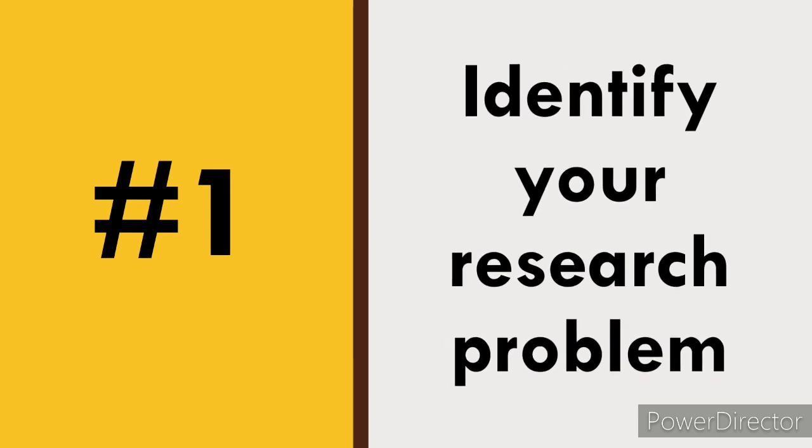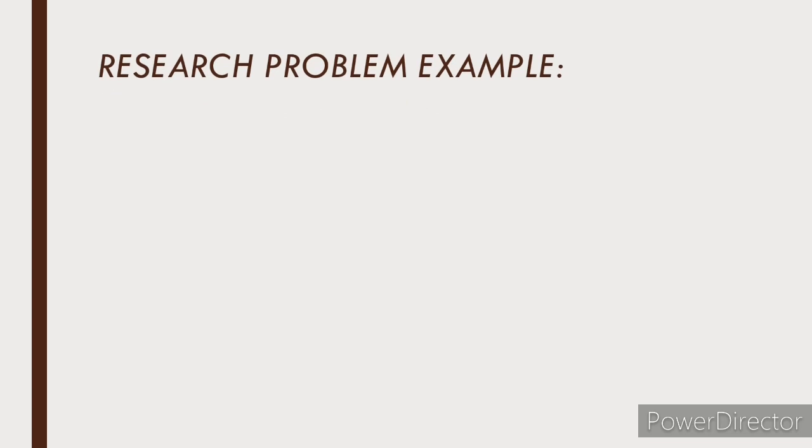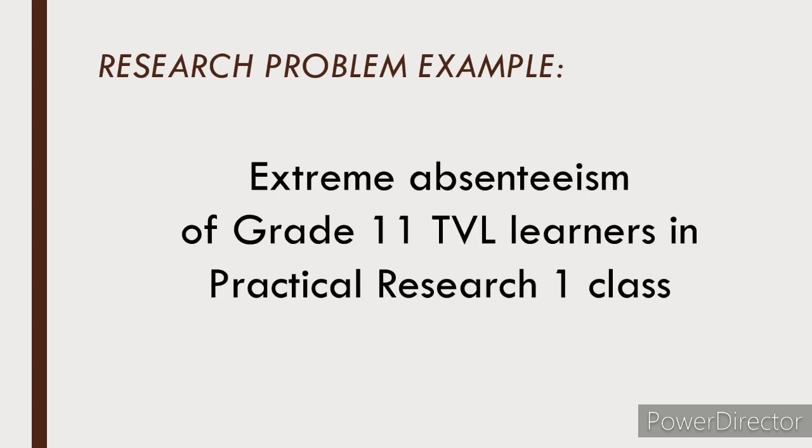For example, my number 1 problem in the classroom is the extreme absenteeism of my grade 11 TVL learners in Practical Research 1 class. It is my number 1 problem because the absences of these students affect their academic performances negatively. How about you? What is your number 1 problem in the classroom?